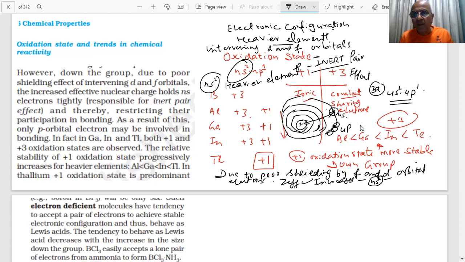This is because the attractive force is stronger. Therefore, student, this becomes inert. These pair of electrons do not take part in the bonding. They are called the inert pair effect. Therefore, down the group, +1 becomes more stable. +1 becomes more stable for thallium. So thallium will exist in +1 oxidation state. Thallium +3 compounds are not stable, and they will try to go to +1 oxidation state.